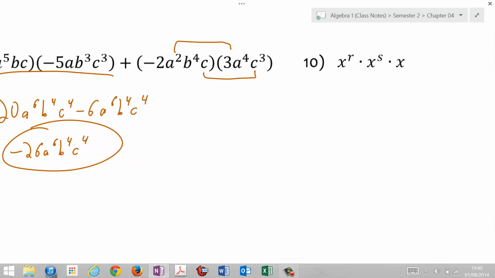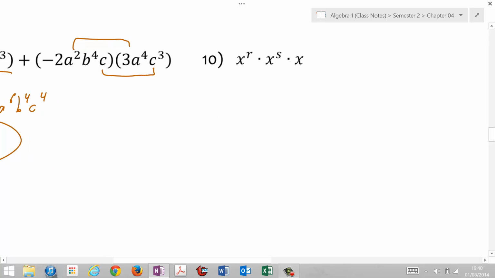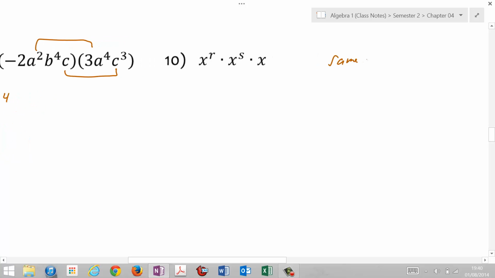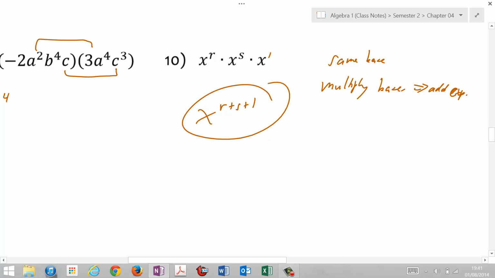Number 10, whoa, we're going to go back to that same rule. If they have the same base, that means when we multiply bases, we add exponents. So I'm going to multiply the bases. I'm just going to stick an x in there, and I'm going to add the exponents. r plus s, and then plus that invisible 1 that's sitting there. And that's it. That's as simplified as that thing goes. x to the r plus s plus 1.